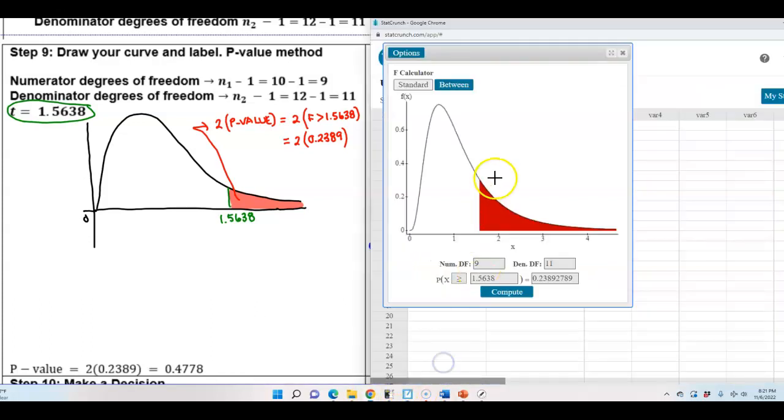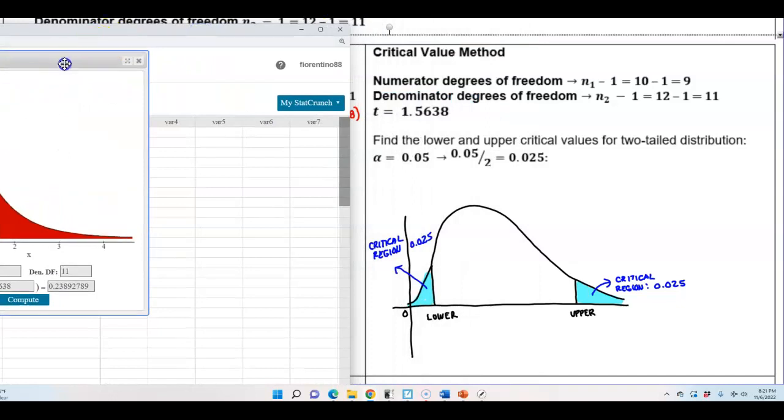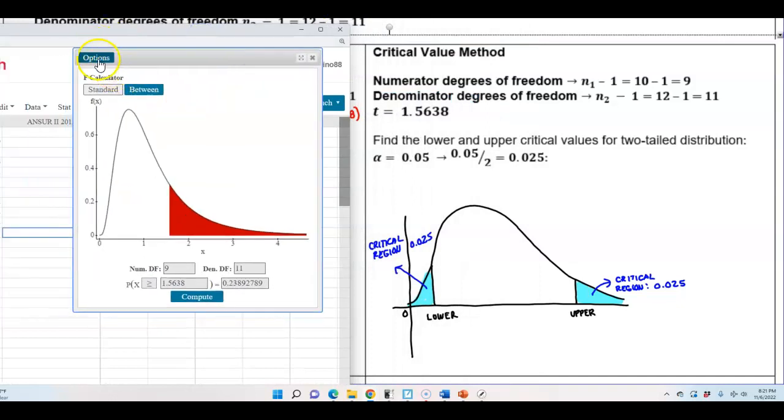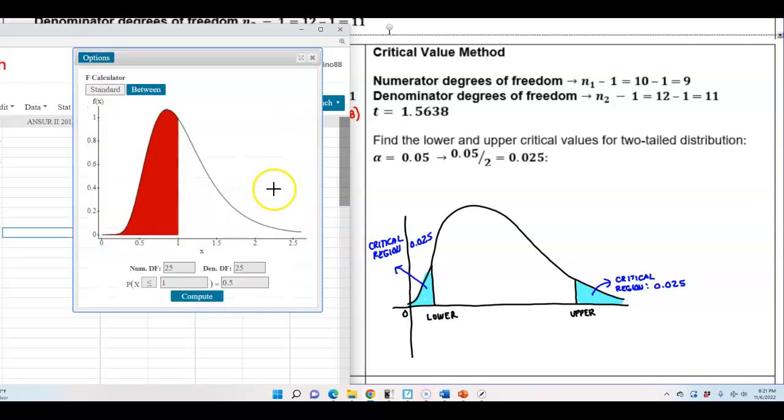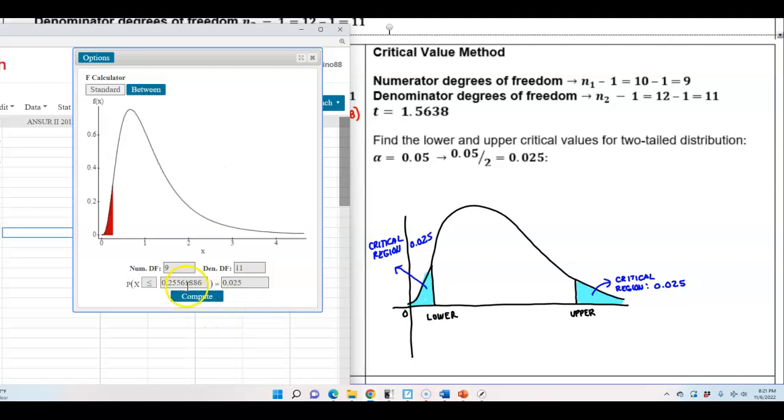So let's go ahead and open up StatCrunch. I'm going to keep this calculator open for the F calculator. I'm just going to go ahead and refresh. Again, we know that the numerator degrees of freedom is 9. We know the denominator degrees of freedom is 11. And then for the lower, we're going to put less than or equal to, because we want this area, and we're going to put in 0.025. Select compute.